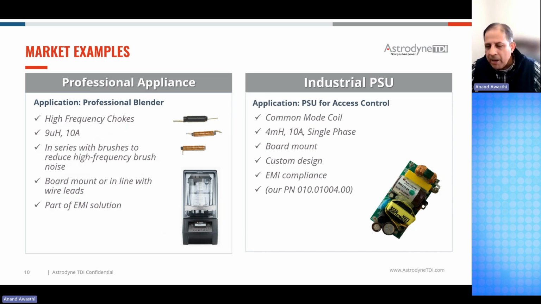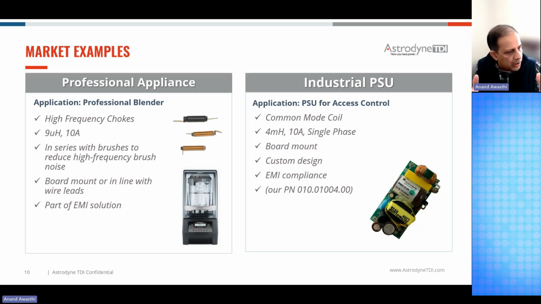An example of high frequency chokes. We worked with a blender application where we were defining a solution for the incoming filter. There was an incoming filter solution that was being used, but they were still failing in the high frequency segment, about 30 megahertz, 40, 50, 60 megahertz range. Part of it was conducted emissions and part of it was radiated emissions. What we realized is most of this noise was coming from the motor brushes, because this was a brush motor. We ended up putting these high frequency rod chokes in line with the brushes.